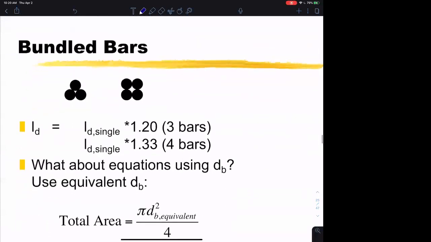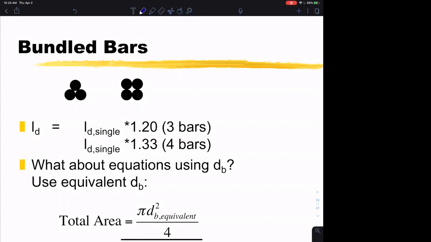Oh, another topic, bundled bars. Sometimes you can't get a bar big enough to give your AS. This is like for gigantic, huge beams. And so you have to bundle the bars together like that. So what's the development length when you bundle 3 or 4 bars together? You take the single development length bar and you increase by 20% if you group them 3 together, and you increase it by 1/3 if you group them 4 together.